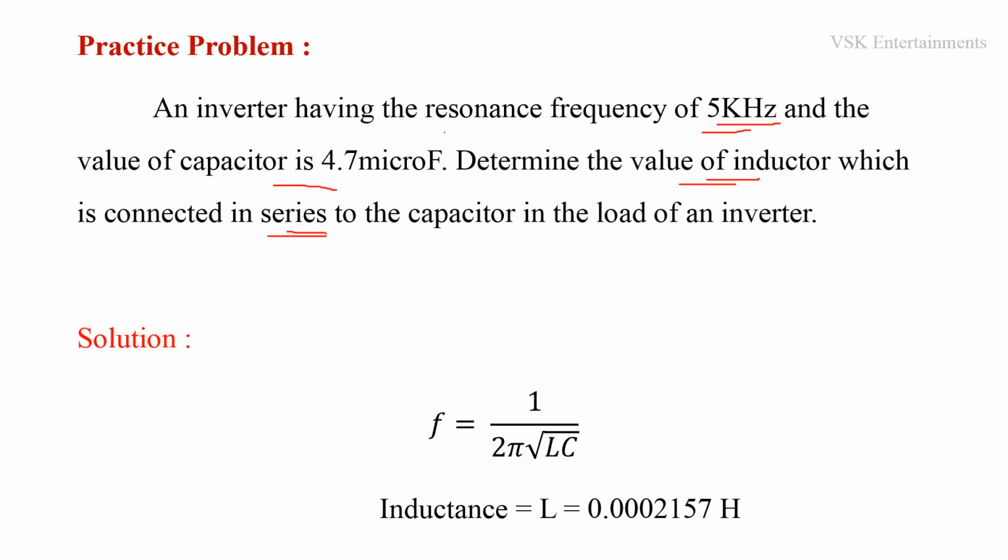We know the formula for resonance frequency in series resonance, that is, resonance frequency is equal to 1 by 2 pi into root LC. In this we know the resonance frequency value and the capacitance value. From that, find out the inductance value. By simplifying this, we get the inductance value L equal to 0.0002157 henries.